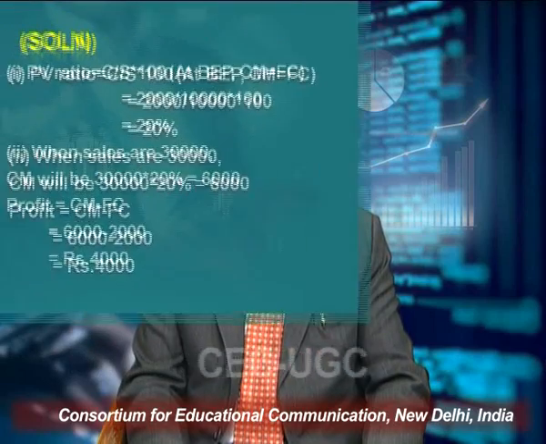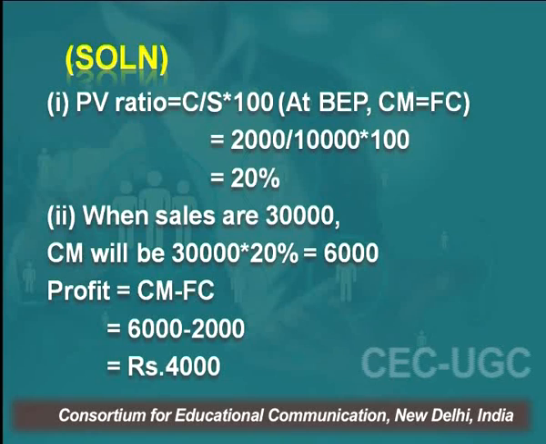So PV ratio is equal to contribution divided by sales. So at break-even point, contribution margin is equal to fixed cost, right? So 2,000 rupees divided by 10,000 rupees into 100, that comes to be 20%. So 20% is your PV ratio.